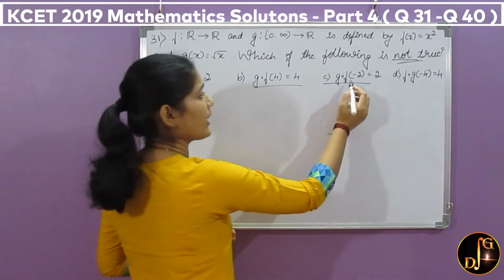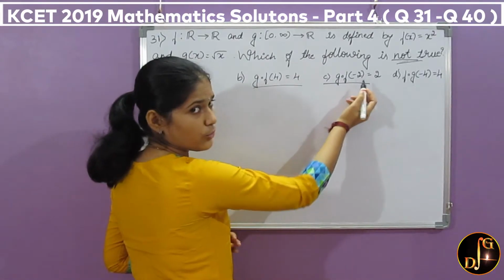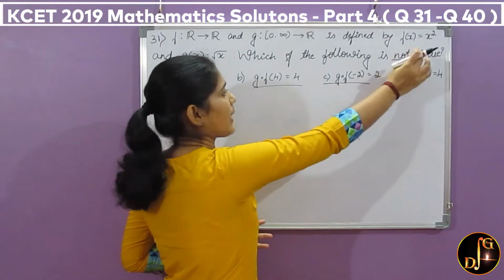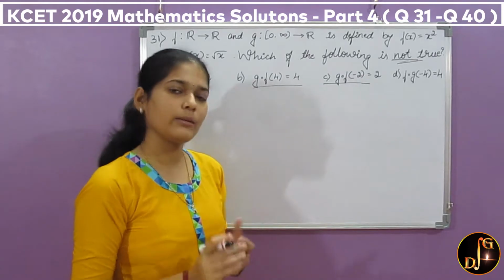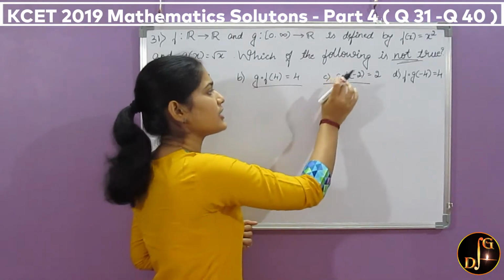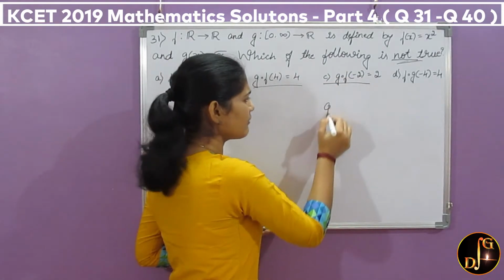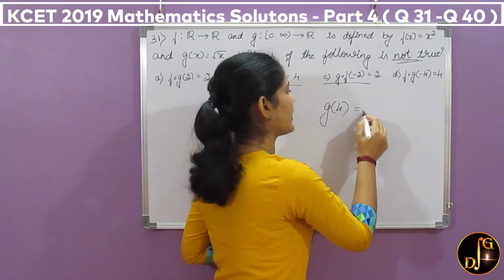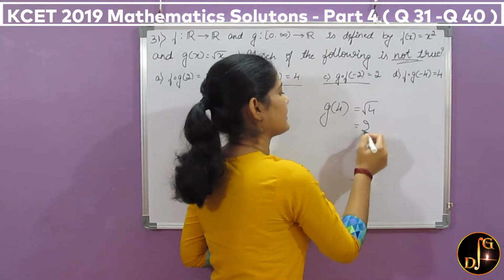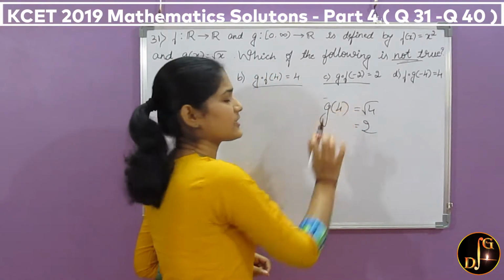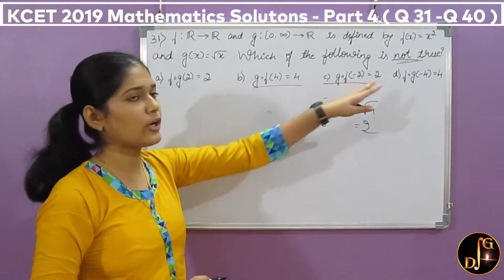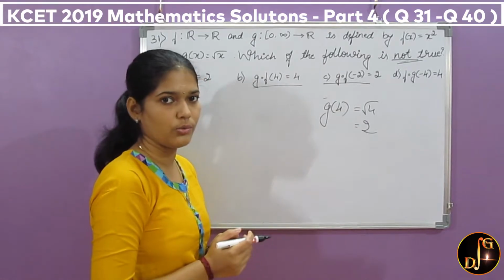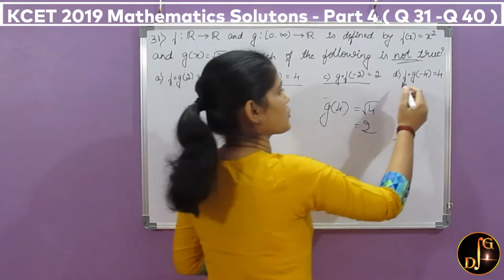In this we have f of minus 2. What will f of minus 2 be? F of minus 2 means minus 2 whole square. That is nothing but 4, right? Then we will get g of 4. G of 4 means we have to take square root of 4. That is nothing but 2. So clearly this is also a correct option. But here we have to see which is not true. All are true means this must be not true. Let's check for that also.